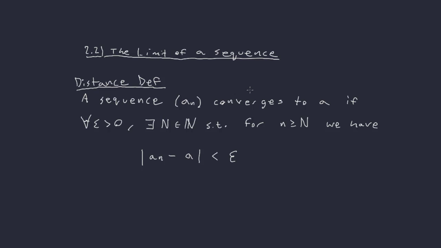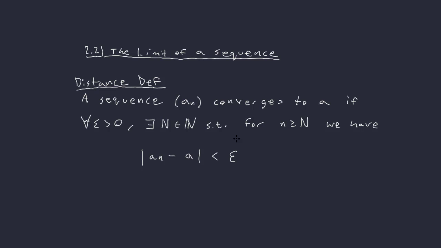When we last left off, actually in our face-to-face class, we were looking at chapter 2 and specifically section 2.2, which is the limit of a sequence. And we talked about the distance definition, as I called it, which is that a sequence a_n converges to a if, and only if, since it's the definition, for all epsilon greater than 0 there exists an N in the natural numbers such that for n greater than or equal to this capital N we have that the distance between a_n and a is less than epsilon.